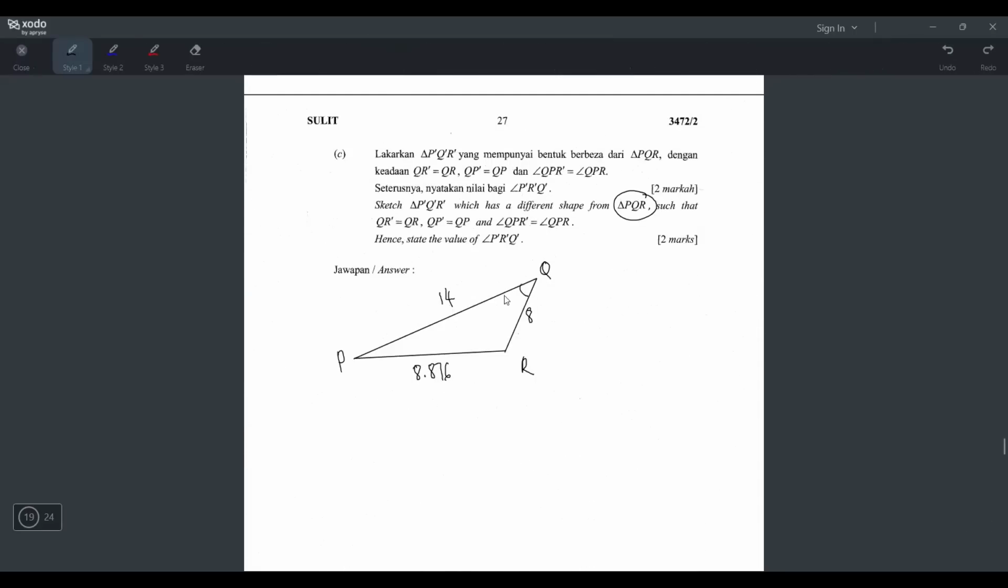8.876. Yeah, just transfer all the information. This one 112.01. Okay, actually we can find this angle here, right? Okay, but don't find it first. Right? Yeah, no need to find. Okay, so how can we sketch the ambiguous case for this?